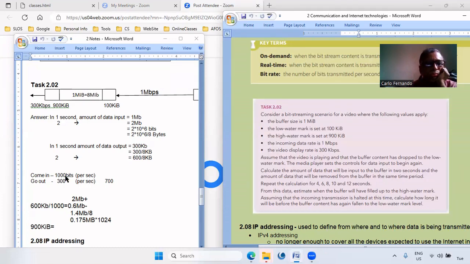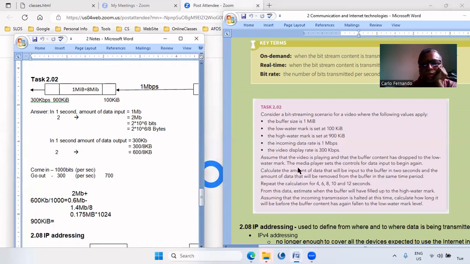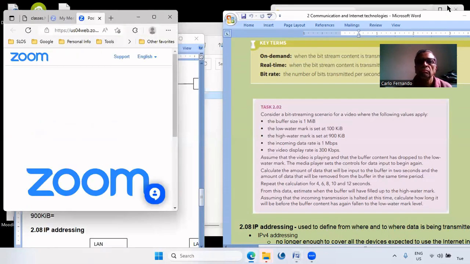So the difference is this: 700 comes in, 1000 in, 300 goes out. So there's a difference of 7. And you continue the thing for 4, 6, and repeat the calculation for 4, 6, 8, 10, and 12 seconds. You must do it like this again and again, so that we become familiar with it.